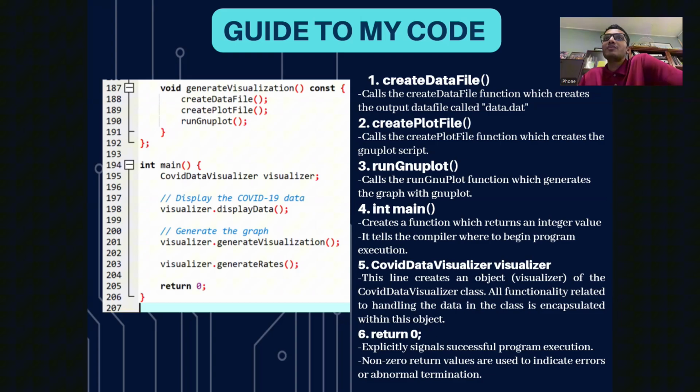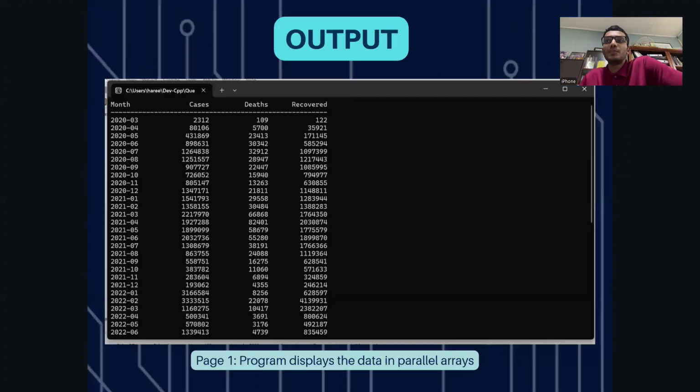And then moving down, I have int main, which is the main function. So this main function returns an integer value because it's of type integer, and this is where the program execution usually begins. And inside there, I have CovidDataVisualizer visualizer. So what I did here is I created an object for the class. So all functionality related to handling the data in the class is encapsulated within this object. And finally, I have written return 0. So this explicitly signals successful program execution, and non-zero return values are used to indicate errors or abnormal termination.